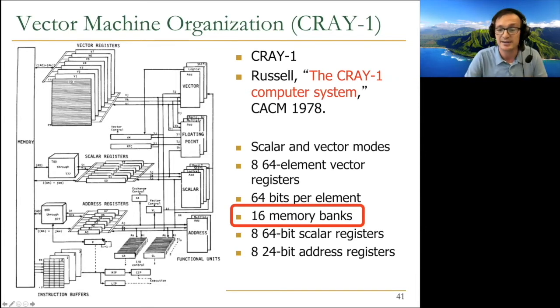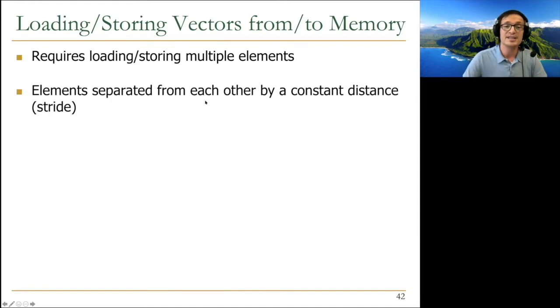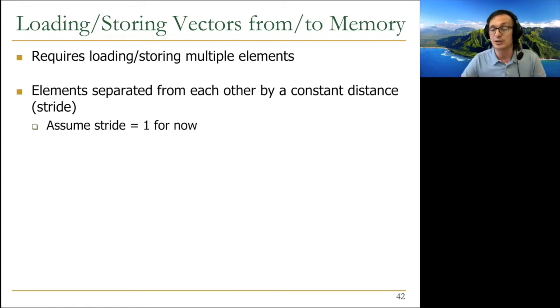That's why these machines had very sophisticated memory systems, 16 memory banks in this case. Basically, loading and storing vectors from and to memory requires loading and storing multiple elements. Elements are separated from each other by a constant distance. That's our assumption, called stride. If they're not constant, we will do something else, as we will see. Assume a stride equal to 1 for now. Let's handle the simple case.